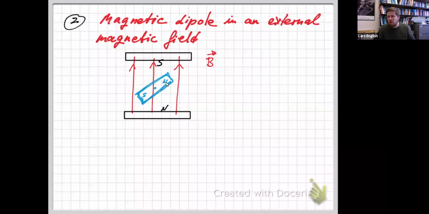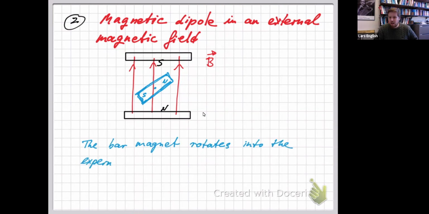And then we know that North and South attract, right? So it's clear that if that bar magnet has the freedom to rotate, for instance, then the North Pole would like to rotate to be close to the South Pole, and the South Pole here would like to rotate down to be close to the North Pole. And so we're not surprised that the bar magnet rotates into the magnetic field.